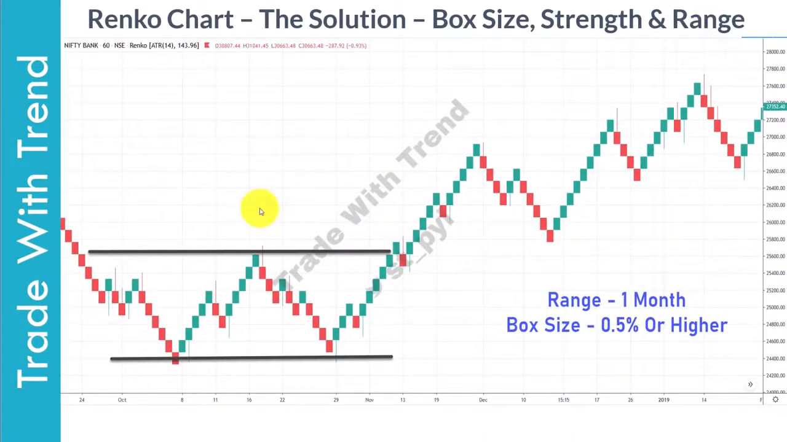So what I propose here is that the range of support and resistance that you identify should at least be 1 month, and the range should be plotted over a box size that is of 0.5% or higher. I hope this is clear. So let's say the current market price is 25,000. The box size has to be above 125 points, that is above 0.5%.